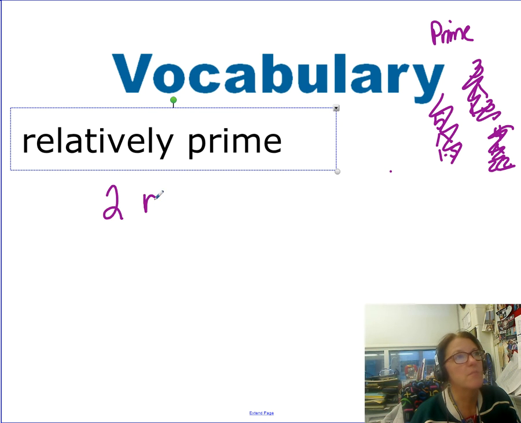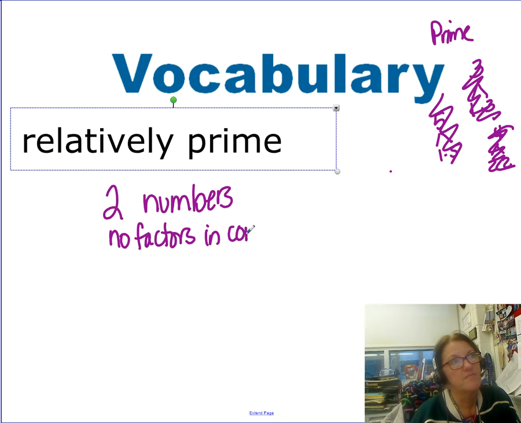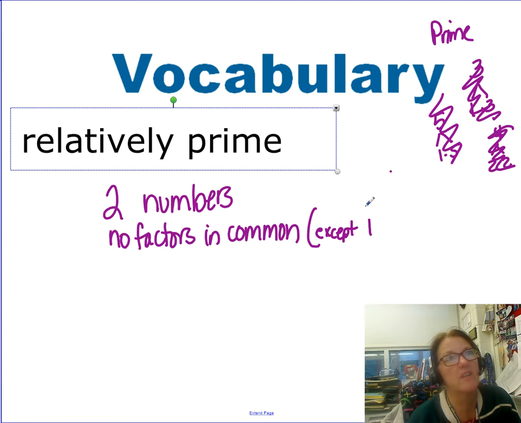These are two numbers, and they basically have no factors in common. So if I were trying to break them up, no factors in common. And then I'm going to add a little exception here. Except 1, because 1 can go into anything. Two numbers, no factors in common.